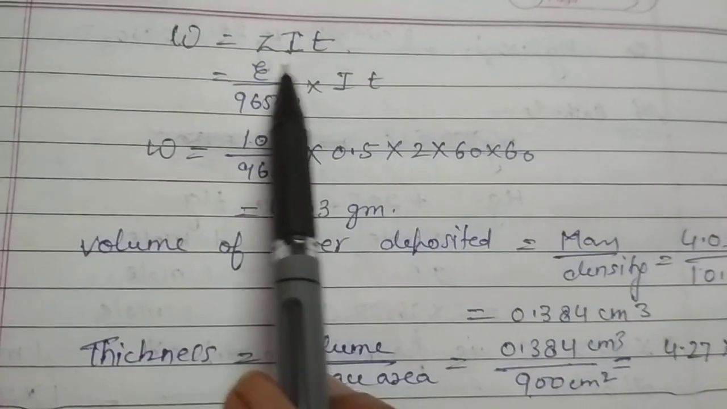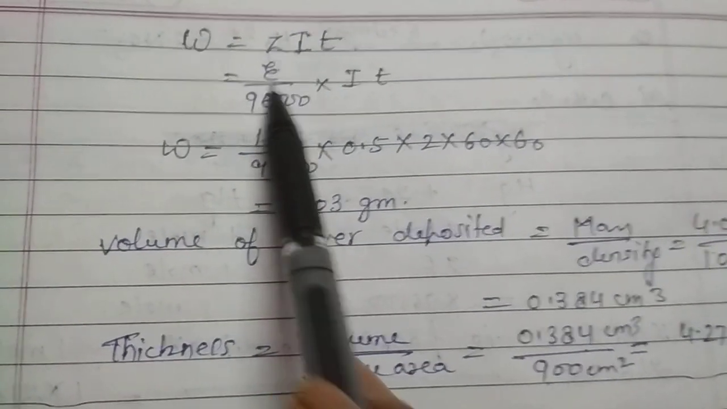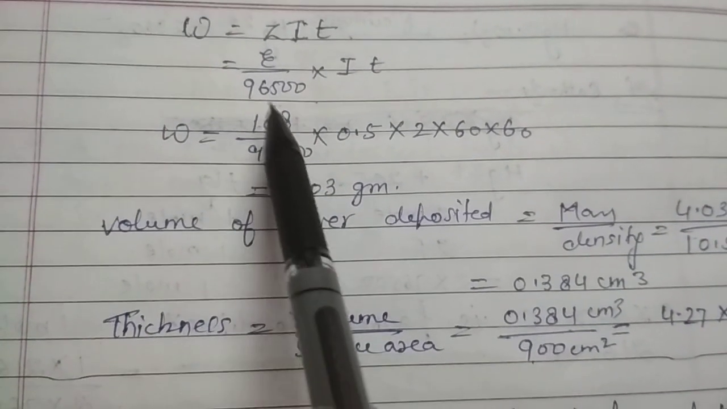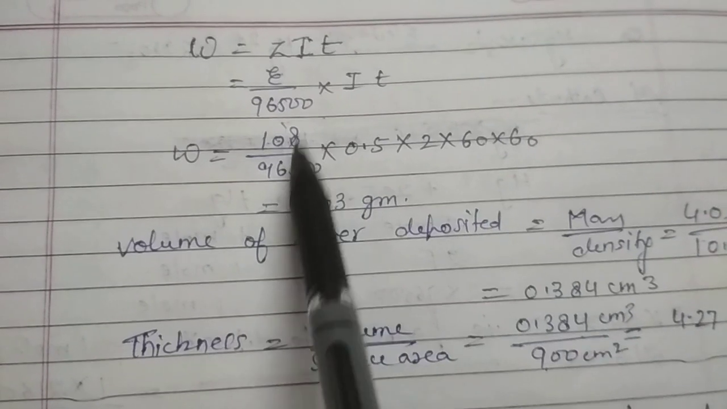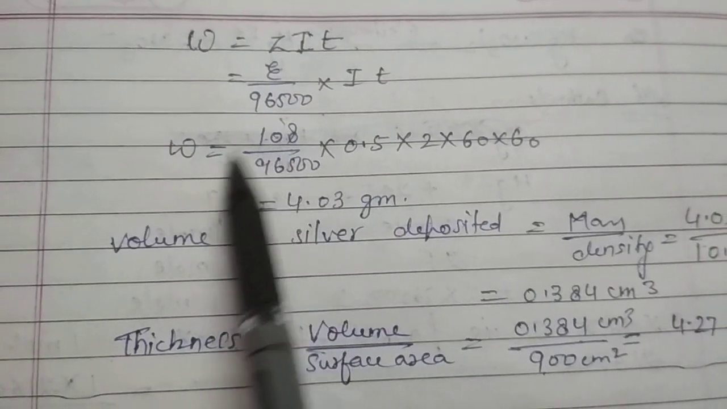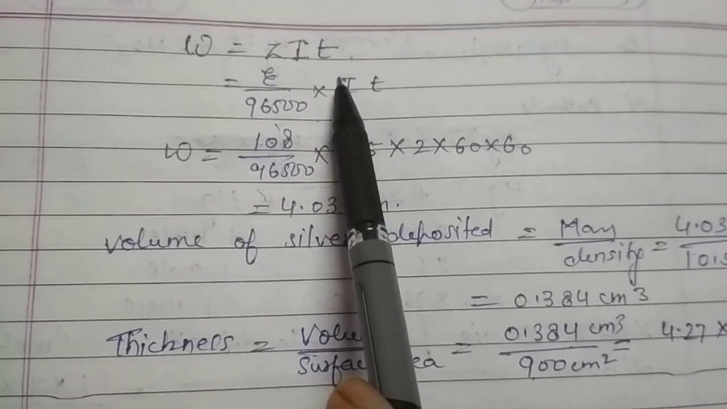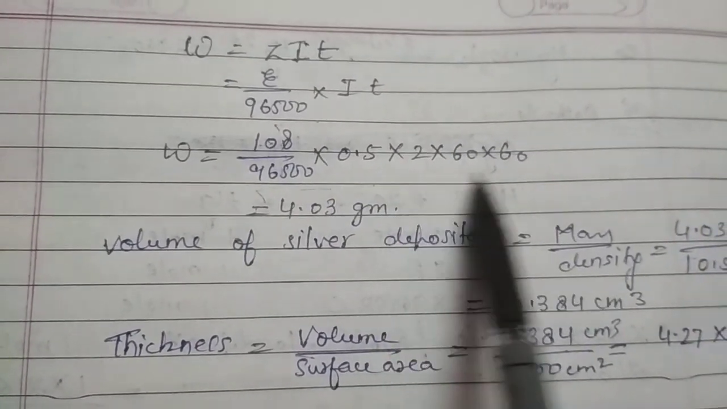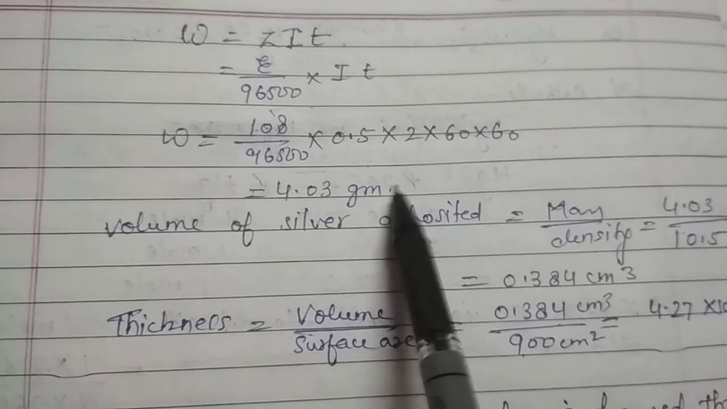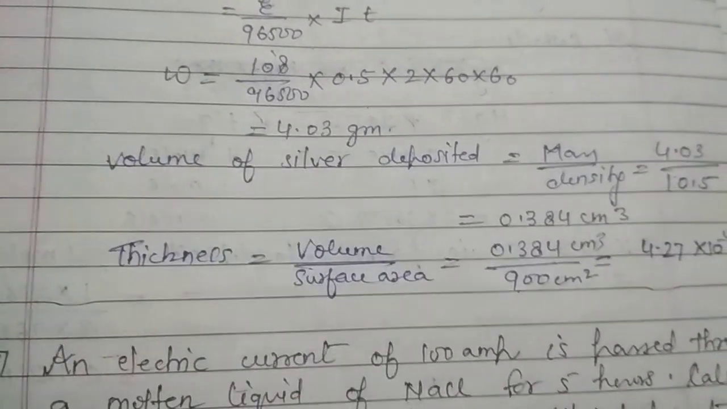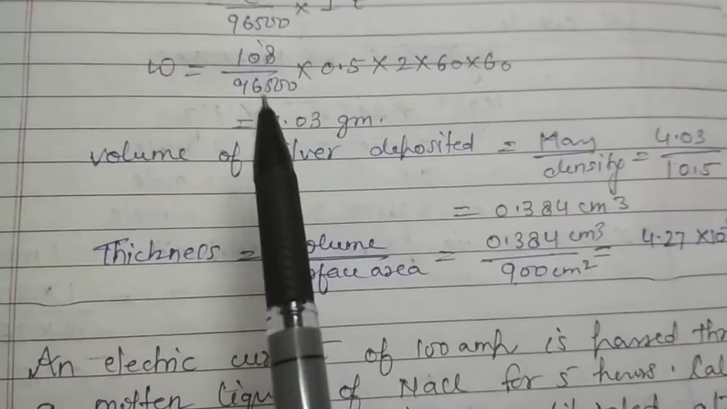We can put here that Z is equal to equivalent mass upon 96500. Equivalent mass is equal to the atomic mass of the silver because the N factor is 1. So we can directly put W is equal to 108 upon 96500. The value of I is given, the value of T is given. So we would be able to calculate the mass deposited as 4.03 gram. Now we are to calculate the thickness.